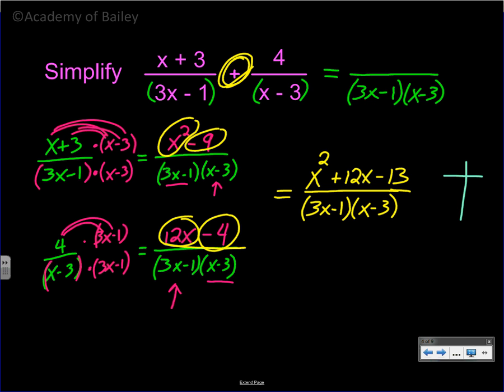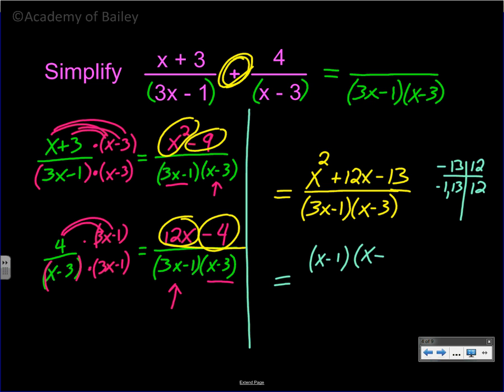So look at our little table. We know that it has to multiply to get negative 13 and add up to get positive 12. It's probably going to be a negative 1 and a positive 13, which adds up to get a positive 12. So therefore, we can factor the top into x minus 1, x plus 13, and the bottom 3x minus 1, x minus 3.